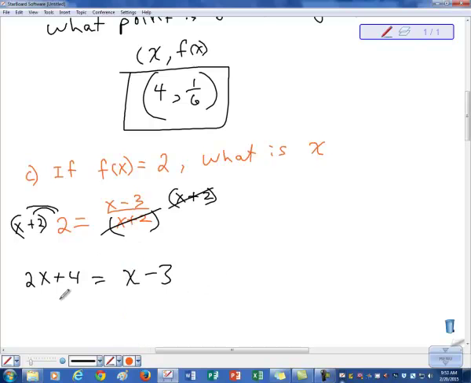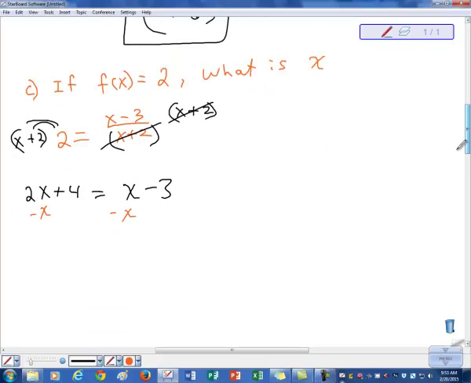Alright, so now this is just a linear equation. I like to go ahead and combine the x's first to keep them positive. And so we get x plus 4 equals negative 3. Subtract 4, subtract 4. We get x equals negative 7. And it's always a good idea to check your work as you do this.